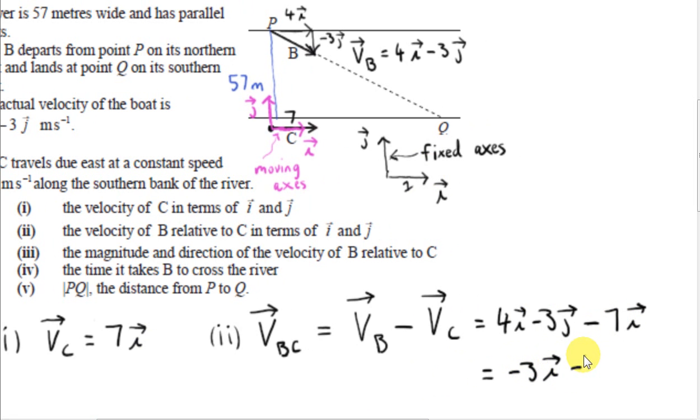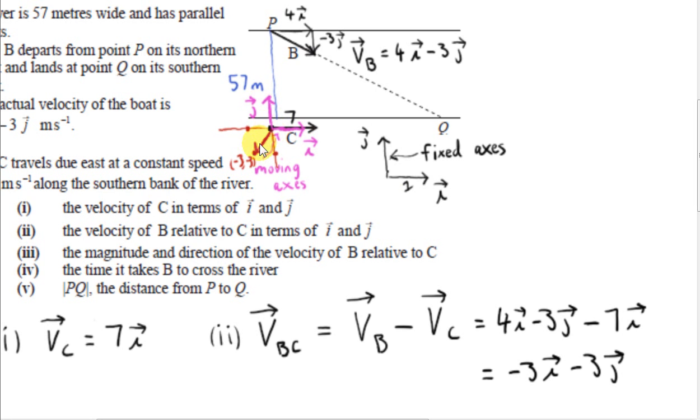and then the j term is minus 3j. So from the point of view of the car, the boat's velocity looks like this. This is the vector minus 3i minus 3j. To plot that vector, we go to minus 3 on the horizontal axis, and then we go to minus 3 on the vertical axis. So we plot the point with coordinates minus 3, minus 3. We plot that point using the moving axes now, not the fixed axes.